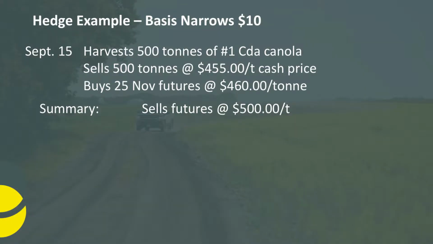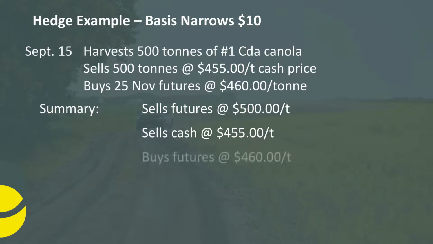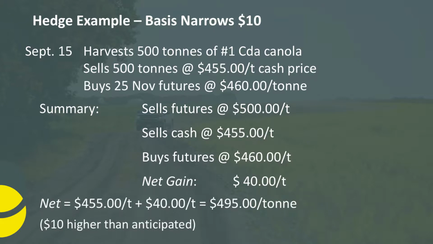So the cash price that he receives for his physical canola is $455 per ton. Because he sold the futures at $500 per ton and bought it back at $460 per ton, once again there is a $40 gain on the futures hedge portion. When we combine the two pieces together, the $455 cash price plus the $40 futures gain, there's a $495 per ton final net price. This is $10 higher than initially anticipated, and this $10 improvement reflects the fact that the basis has improved during the window of time from when the hedge was put on until the cash grain was physically delivered into the elevator.